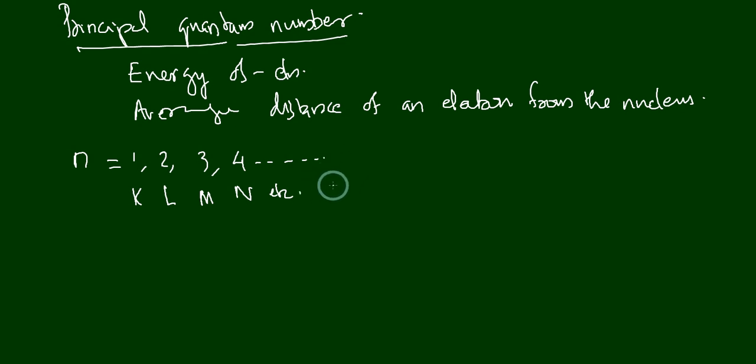And in the Bohr model of atom, you have learned that the energy of an electron in the hydrogen atom is given by En is equal to minus 2 pi square m e raised to 4 k square divided by n square h square. Here n represents the principal quantum number. So the energy depends upon the principal quantum number.